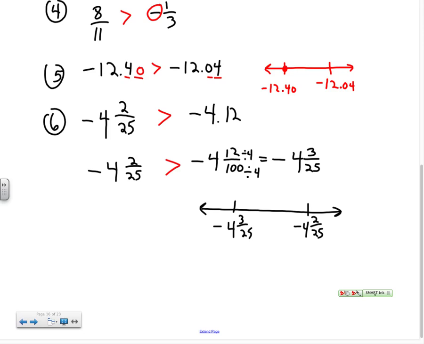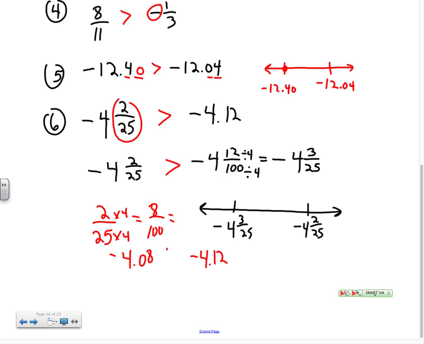Again, I could have done a lot of different things. I could have changed my 2/25 into a decimal, knowing that I can change this into hundredths. I get 8 over 100, and that could have been negative 4.08, and I would have compared that to negative 4.12, and this would be greater. So remember, go back to making your conversions, fractions to decimals, decimals to fractions.